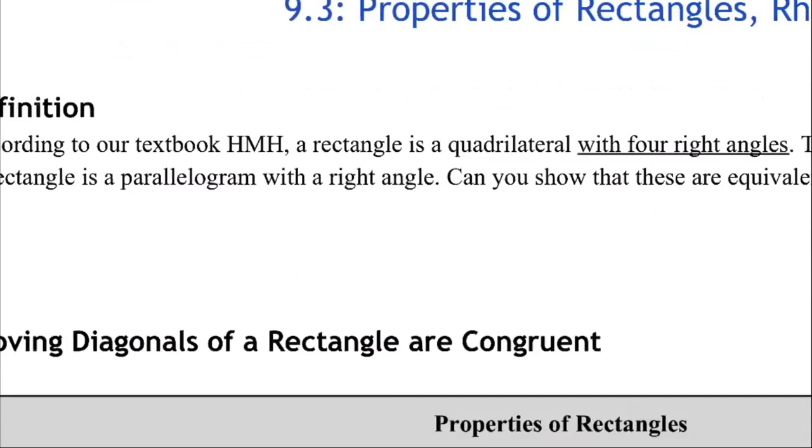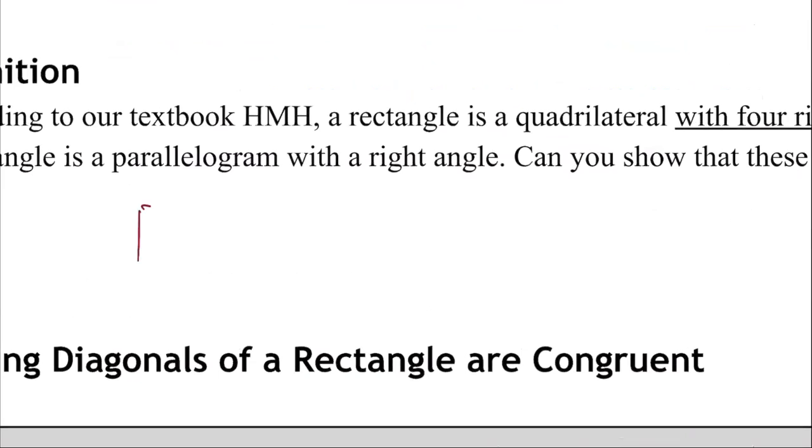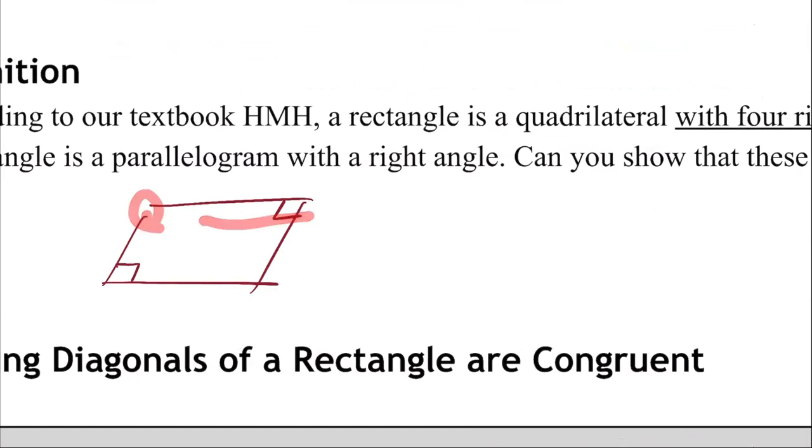Well, if you think about it, let's draw a parallelogram this way. If there's one right angle, and we know that the opposite angles are congruent, if this is a parallelogram, then this has to be 90 degrees. We also know that the adjacent angles have to be supplementary. If this is parallel like this, then this angle and this angle are same side interior angles, so they have to be supplementary, which means that if this is 90, this also has to be 90. Do you see that, guys?